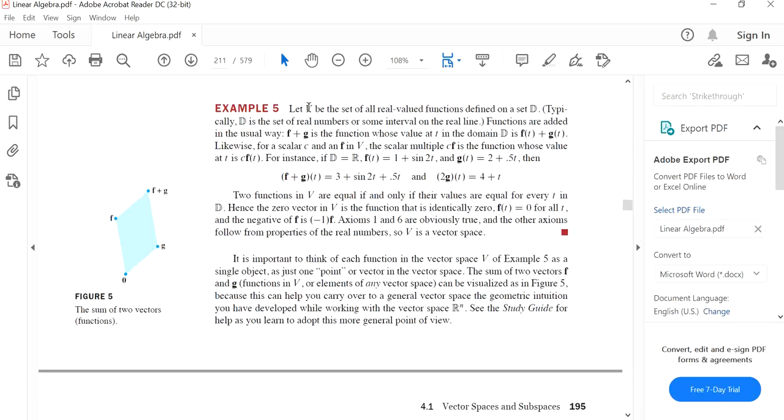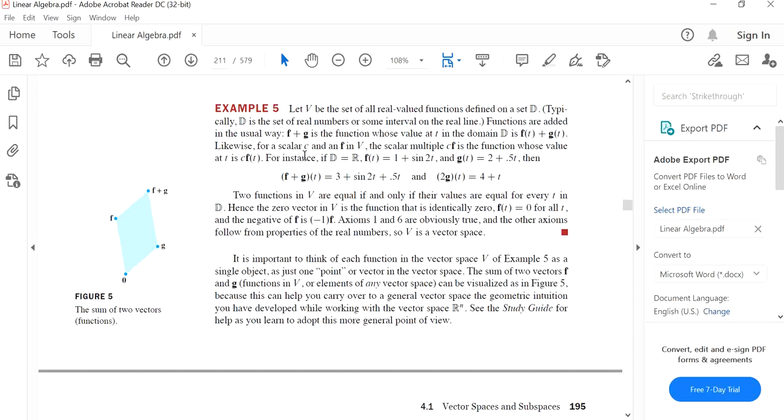Let's look at example 5 as well. Let V be the set of all real valued functions defined on a set D. So typically we define functions on the set of real numbers or some interval of the real line. Functions are added in the usual way. So you can add f of t plus g of t, and you'll get something, and likewise you can scale them.